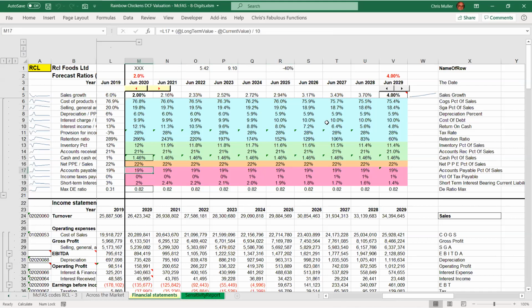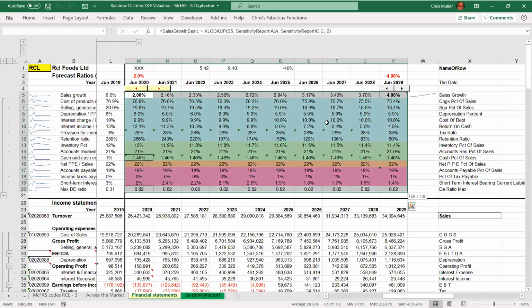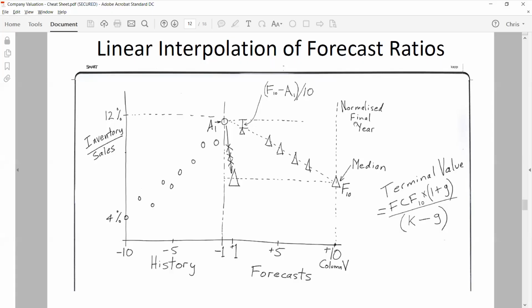And now we have a good start on what our forecast ratios might be from a ballpark position. We're not putting too much or any of our opinion in at the moment. We're making sure that we are always trending towards normalized values, the normalized final year, so that when we do calculate a value from year 11 to infinity, a perpetuity, we're not going to get any crazy numbers, because we have not allowed crazy numbers to come in from our current year in this column here.